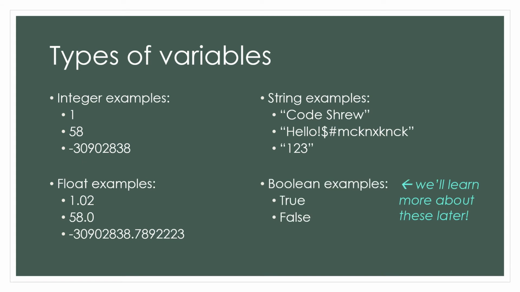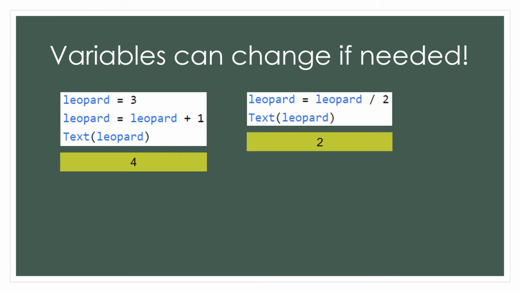Lastly, we have the Boolean type, of which there are only 2 possible values, true or false. Note you don't need to use quotes here. Though this seems limited, this is a very important variable type, and we will talk more about this when we discuss if-else statements. One last thing to cover before we move on is that variables can be changed.